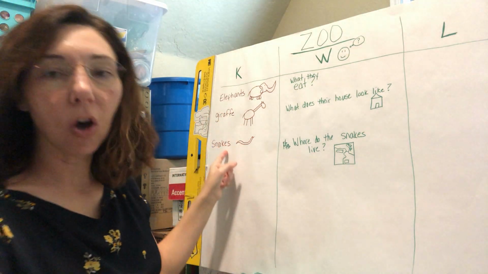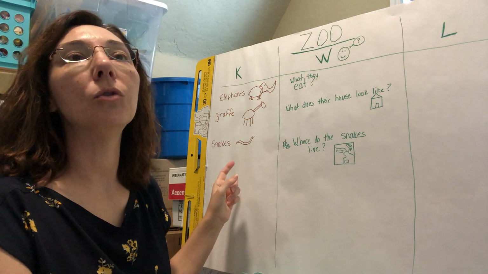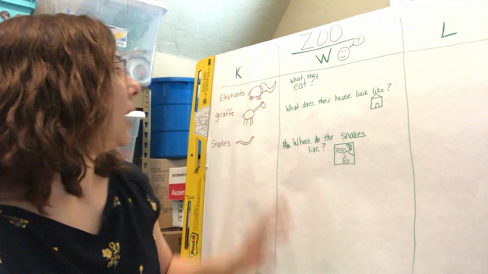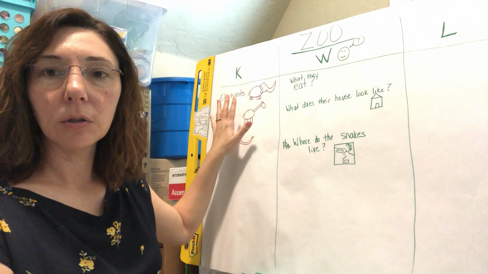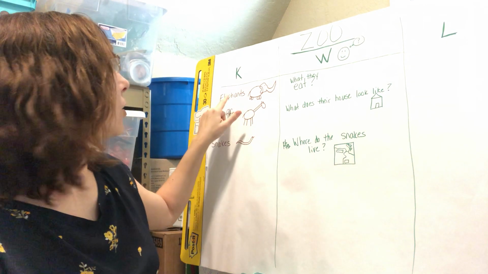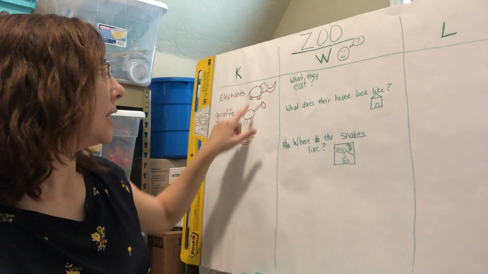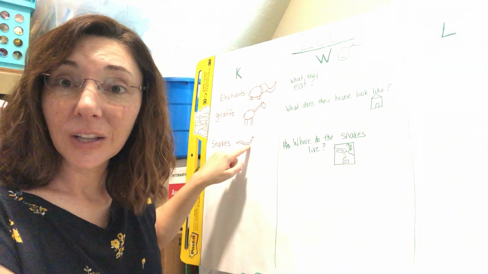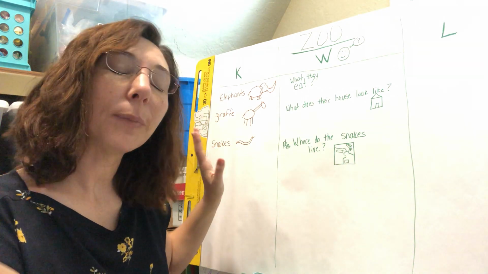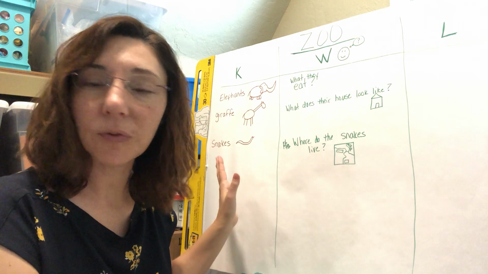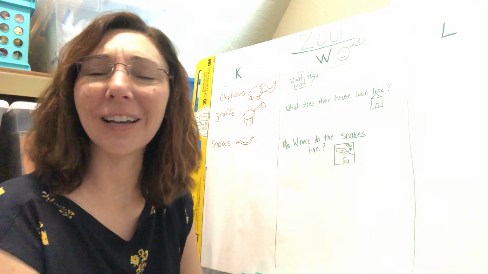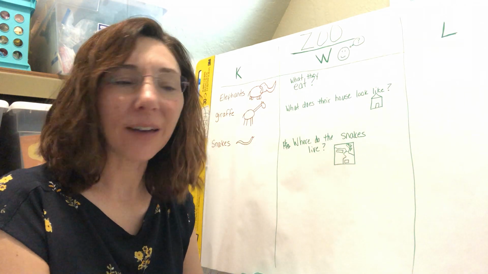So the children list all the animals, if they've been to a zoo, all the animals they've seen, or maybe they've seen on TV, or anything that they know about. That's the K, what they know about a zoo. We know there's elephants, there's giraffes, there's snakes. Notice my pictures. Just draw little stick figure pictures. It does not matter to the children. Misspellings don't matter to the children. You can fix it later when you look across the room and realize you totally misspelled giraffe. It's okay.